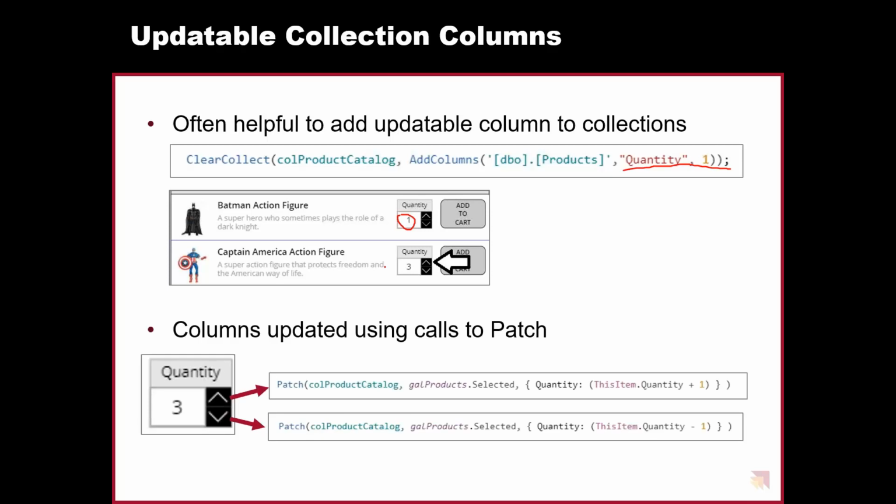Now, what's going to happen when someone clicks the up and down buttons? We're basically going to reach in and patch. Now, if you try to do this with a global variable, what you're going to find is when you change the quantity for Batman, it's going to change the quantity for everything. So you need a per row variable, and the way to get that is to add this extra column into your collection.